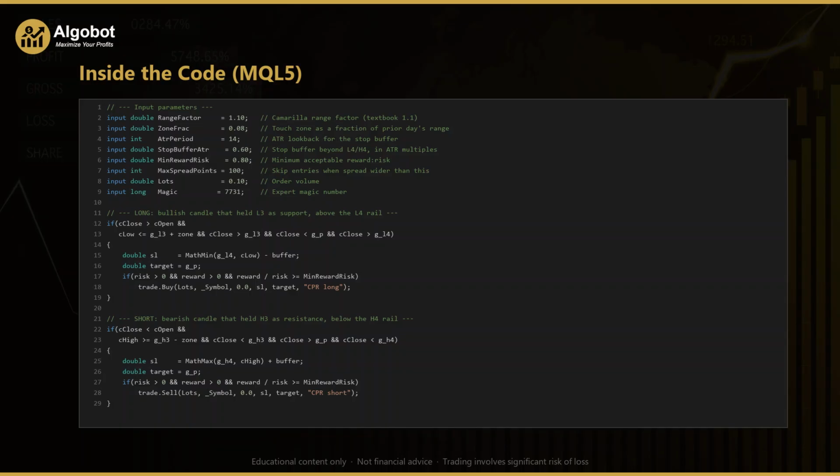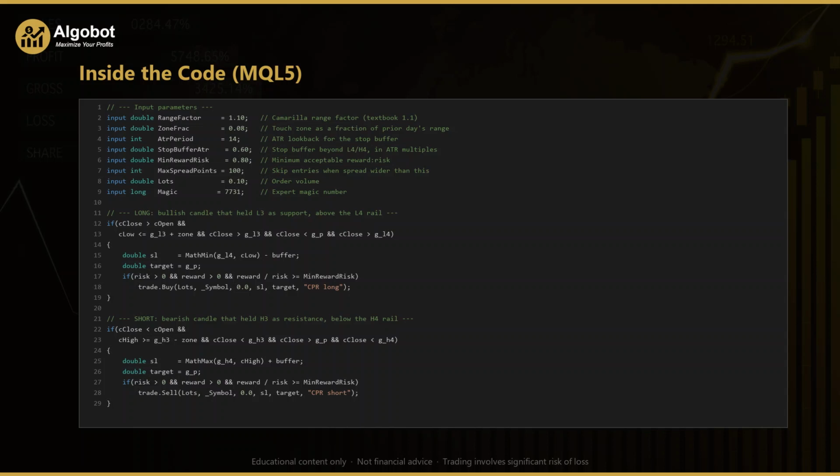Then it checks that the candle's low reached down into the L3 zone, that the close finished back above L3, that the close is still below the central pivot, and that it stayed above the L4 rail. When all of that is true, and the reward to risk passes, the code calls trade.buy, passing the lot size, the stop loss below L4, and the target at the central pivot.